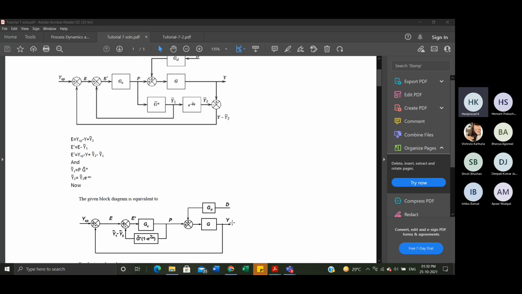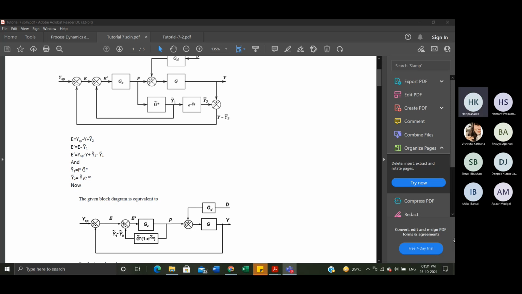So the first question is how to take care of taking only y tilde back to the main loop without touching the main feedback loop. And you can do that because there is no transfer function operating between E and E prime. It is just the addition. So you can add it anywhere.